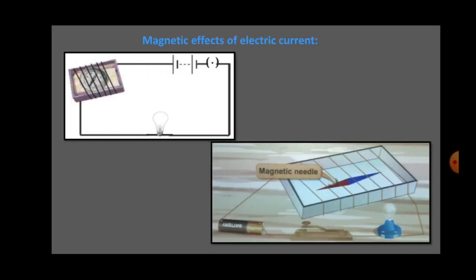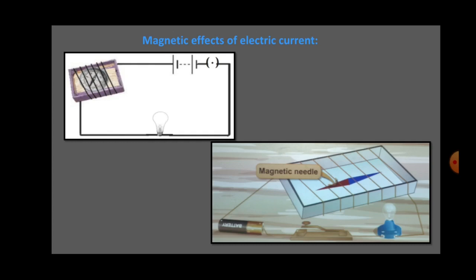Now next we are going to study the magnetic effects of electric current. That is, when an electric current passes through a wire, a magnetic field is produced around that wire. Now this we are going to see with the help of this experiment. When you come to the school, we are definitely going to show you this experiment, that when electric current passes through a wire, a magnetic field is created around that wire.